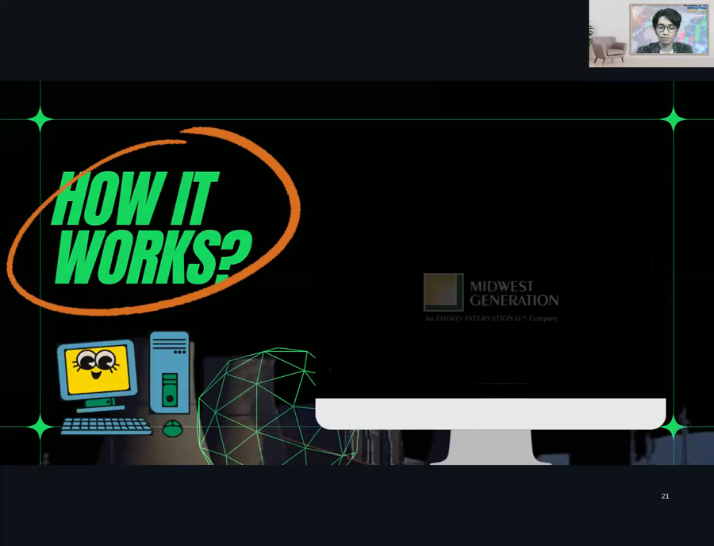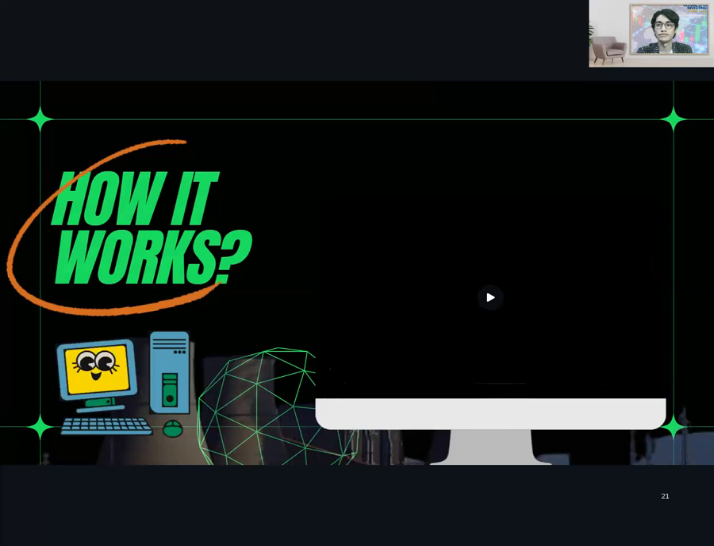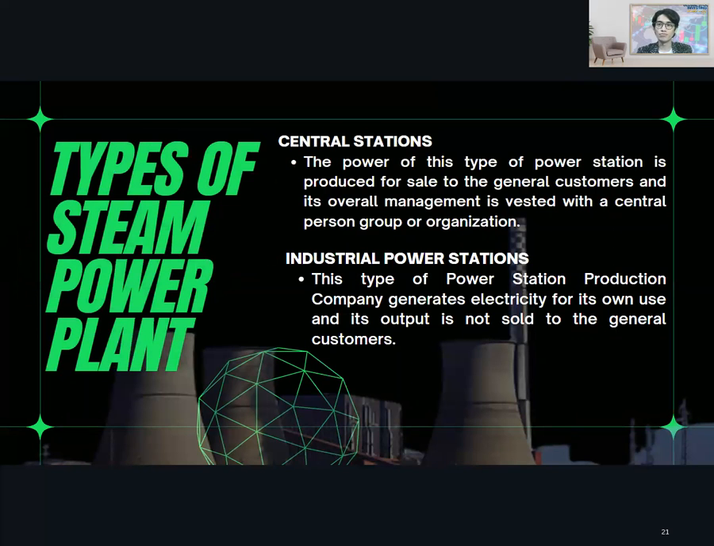All right, so that's the simple presentation on how a steam power plant really works in an industry. So next is what are the types of steam power plant, because we already know how it functions and what the major parts of the steam power plant are. So of course we need to determine where the steam power plant produces the electricity, where they provide their electricity.